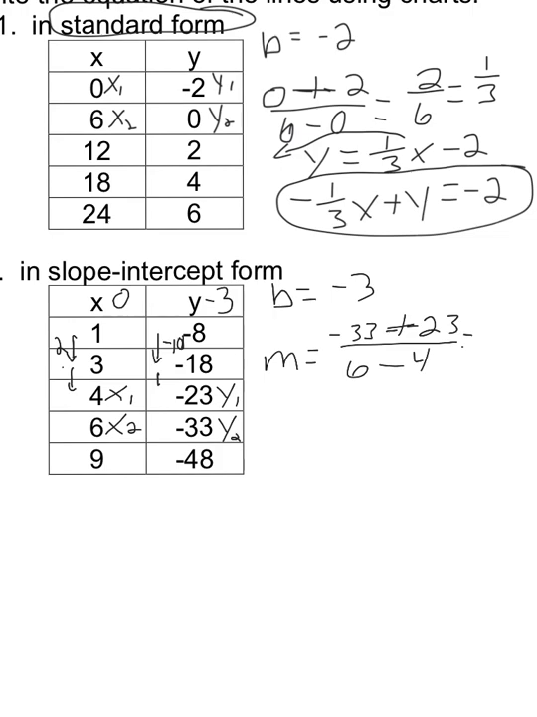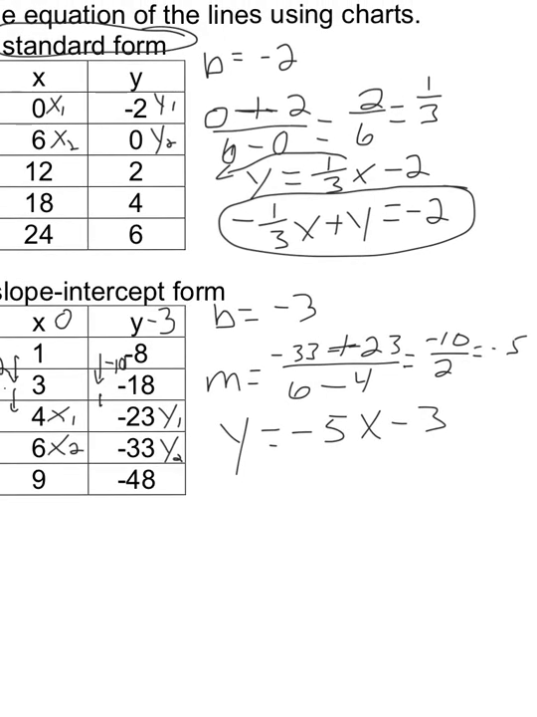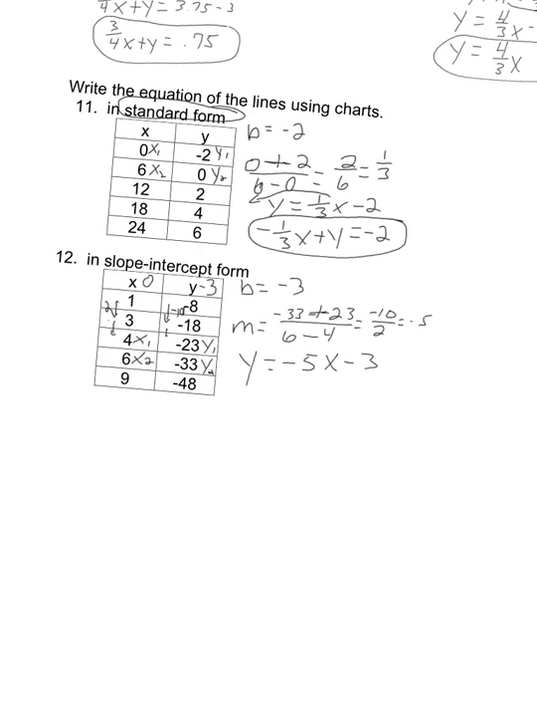Negative 33 plus 23 is negative 10, over 2. Now I can reduce that. Negative 10 divides evenly by 2, giving negative 5. So my slope is negative 5 and my y-intercept is negative 3. Put it in my slope-intercept form: y equals negative 5x minus 3. That's what it asked for with slope-intercept form.